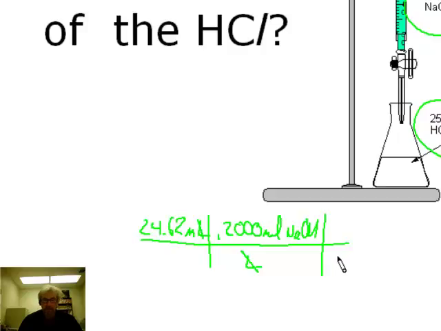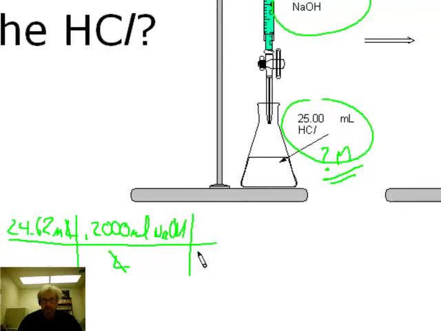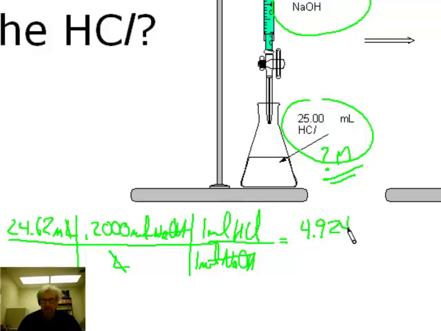Now I need a mole ratio. I know from the balanced chemical equation that I just created that 1 mole of NaOH is going to react with 1 mole of HCl. So now I have millimoles of HCl. I'm going to stop my calculation right here, and here's my answer. 4.924 millimoles of HCl were in the flask.